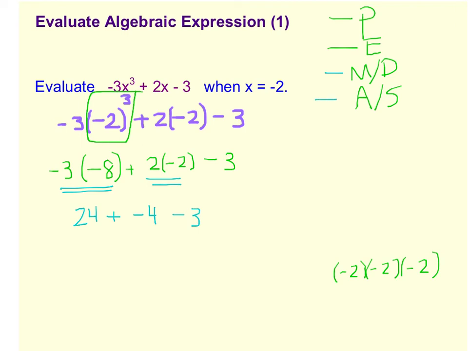So we took care of our multiplication and division. Now we're on addition and subtraction. So working left to right, we're going to do 24 plus a negative 4, and 24 plus a negative 4 is 20. Bring down your minus 3, and 20 minus 3 is 17. And we get 17 for the final answer.